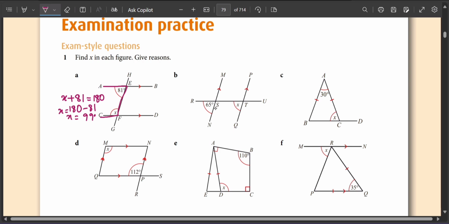A reminder, supplementary angles are those two angles that combine to have a sum of 180 degrees.